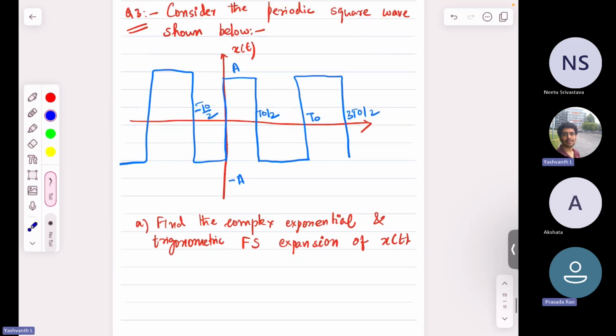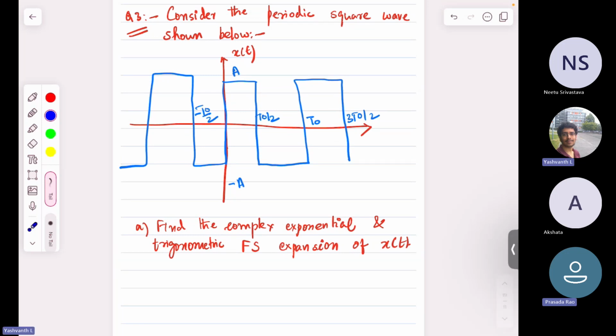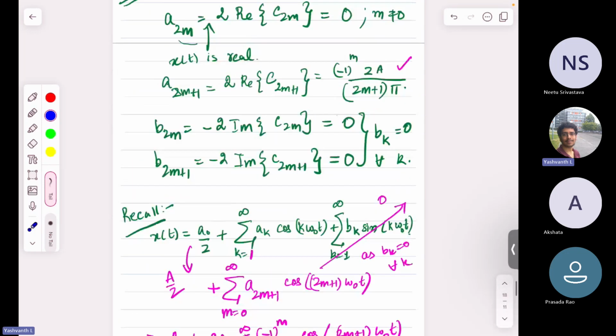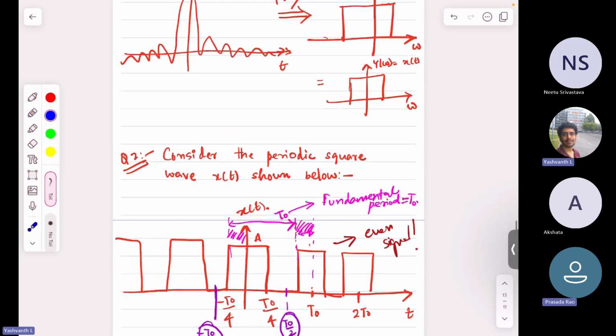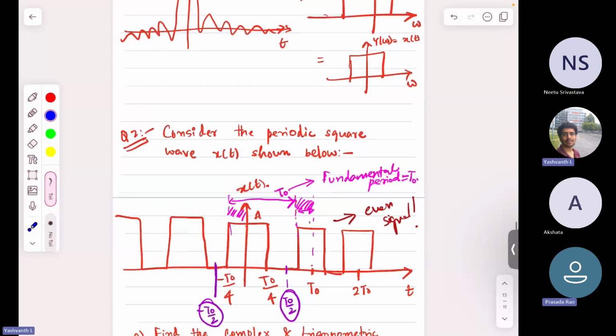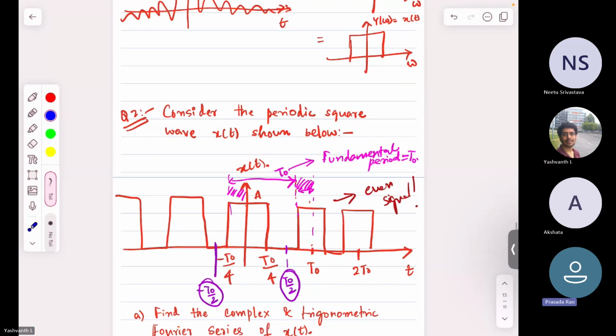You can all do that, no problem. But Sir, I have a small doubt. In this case, can we say whether it is odd or even, because in one cycle A goes positive and in another cycle goes negative? But in the previous case, A is always positive. Then how would you decide whether it is odd or even?